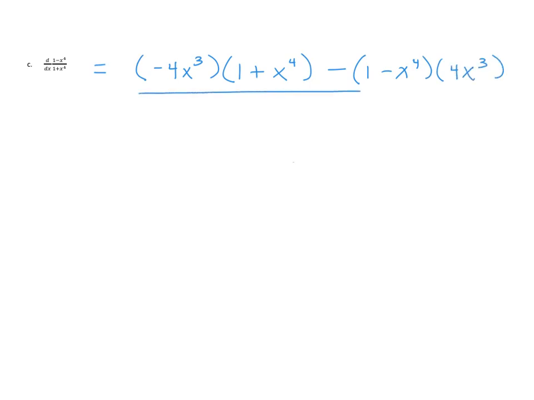Okay, so for this problem, I'm going to take the derivative of the numerator, which is negative 4x cubed, and then multiply by the denominator, which is 1 plus x to the 4th. I'll then subtract off the numerator times the derivative of the denominator, which is 4x cubed. And this whole thing is divided by 1 plus x to the 4th, and that whole thing squared.